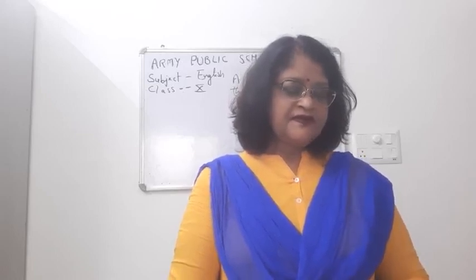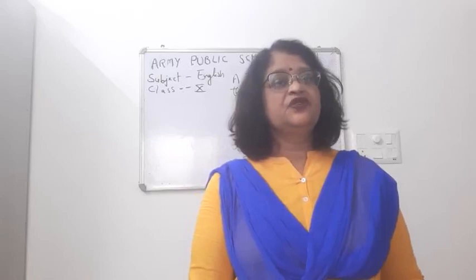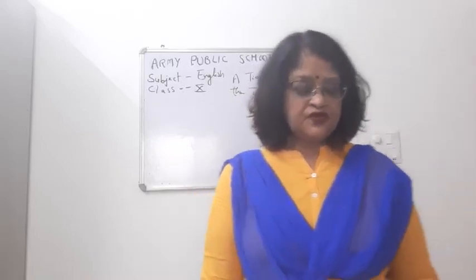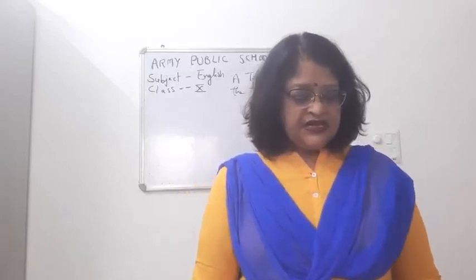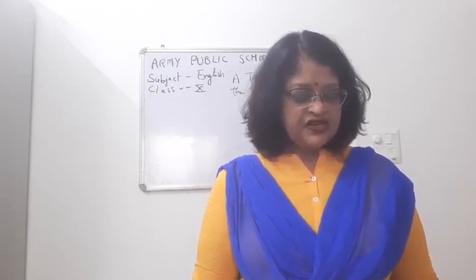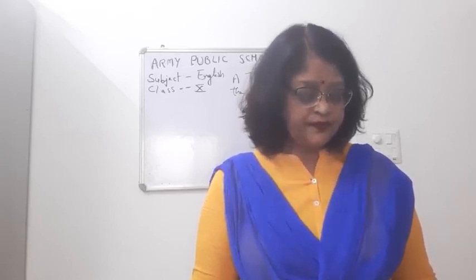Now, one more long question, children. Freedom is such an essential virtue that is valued not only by human beings but also by animals. This is a value-based question. So, what are we going to do here? Freedom is such an essential virtue that is valued not only by human beings but also by animals alike. Justify the statement with reference to Leslie Brown's poem A Tiger in the Zoo.